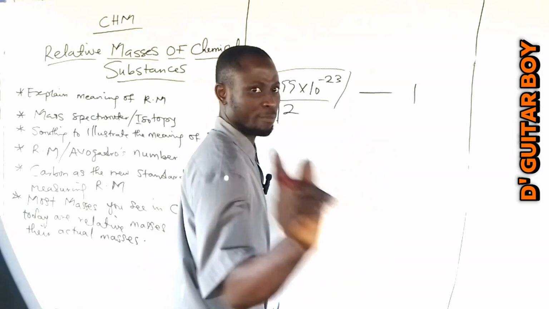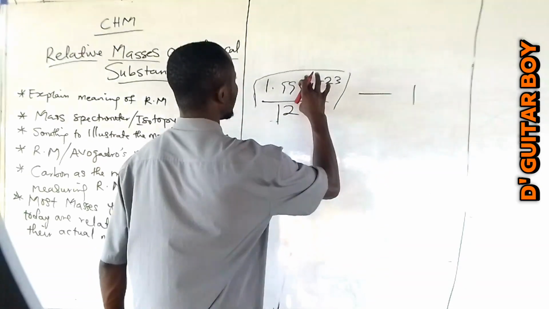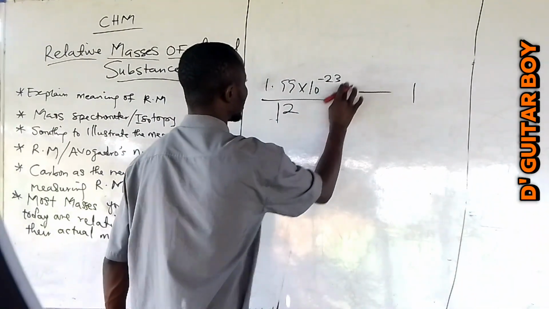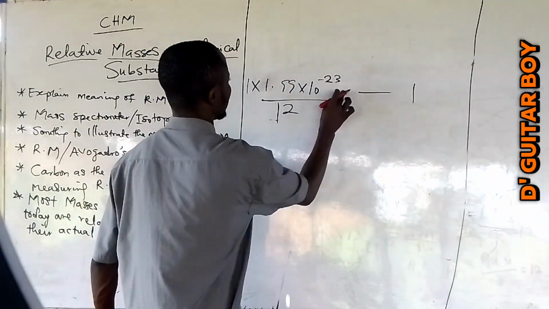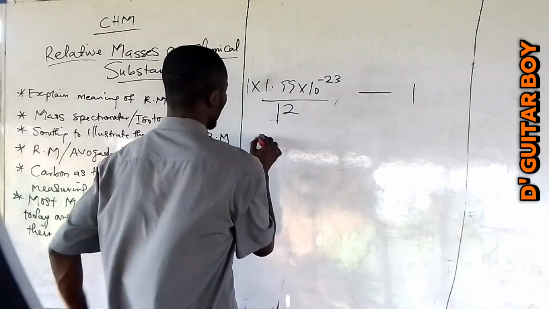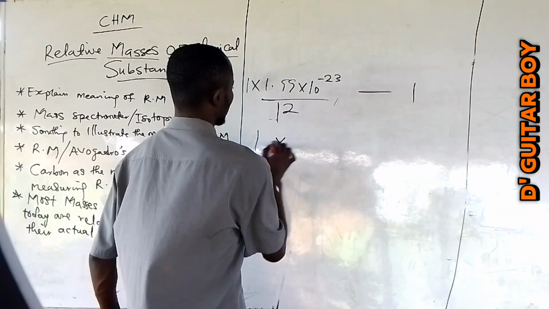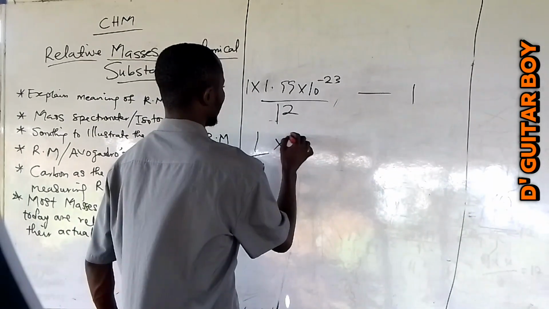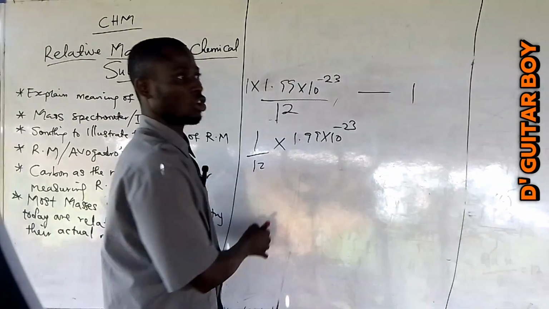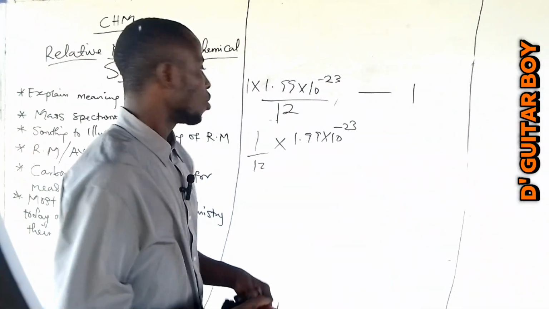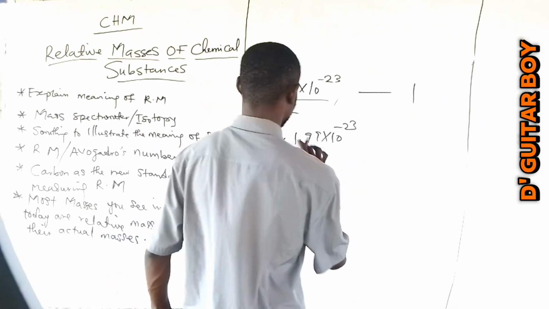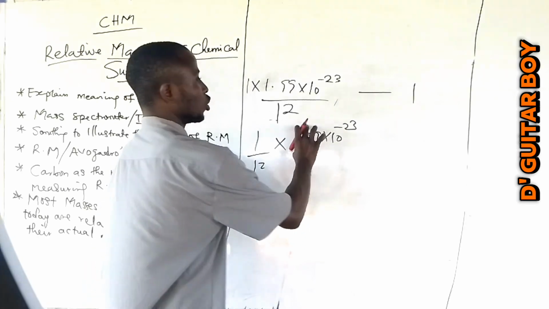Let's calculate the mass of hydrogen using carbon as a reference. If this is 1 all over 12 times 1.99 times 10 raised to the power minus 23, do you know that what you also have here is the same thing as 1 times this? It's also the same thing. So that is why now, the same thing you did to hydrogen.